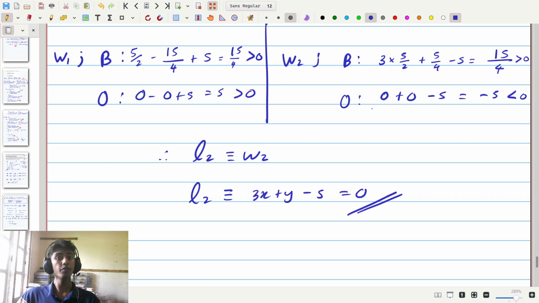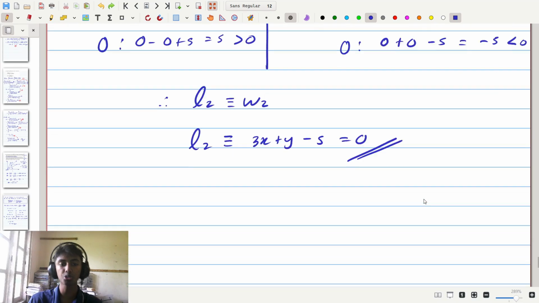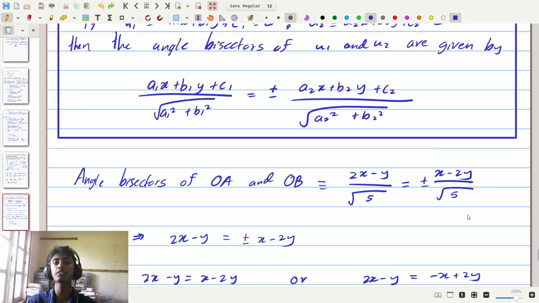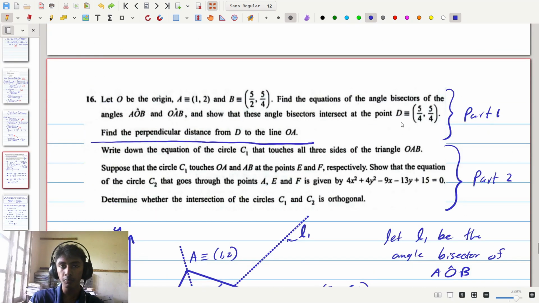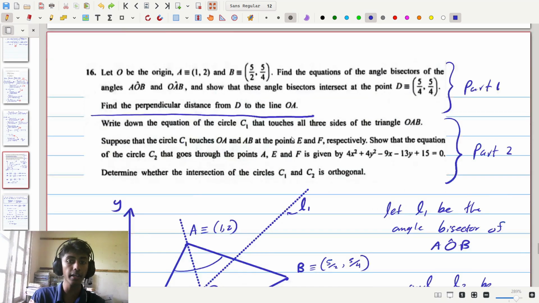So there we go. We found the equation of the two perpendicular angle bisectors of L1 and L2. Now after this, the question then asked us to show that the intersection point of the lines L1 and L2, which we've just found, is equal to the point D, which is 5 over 4, 5 over 4, and then it asked us to find the perpendicular distance from D to the line OA.